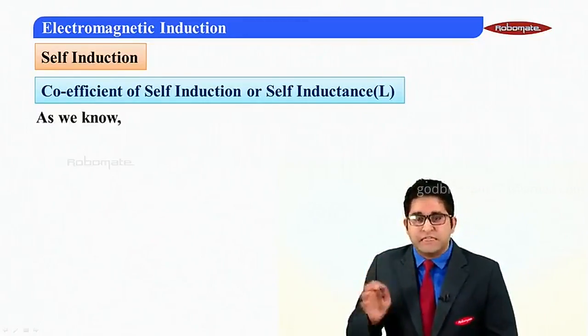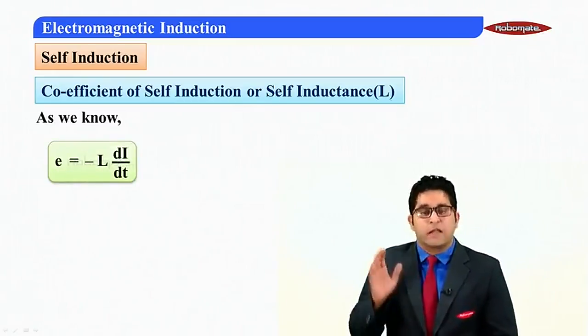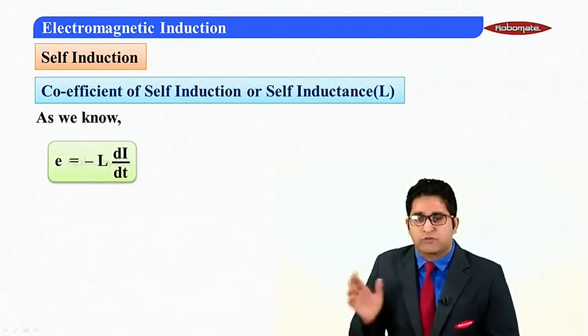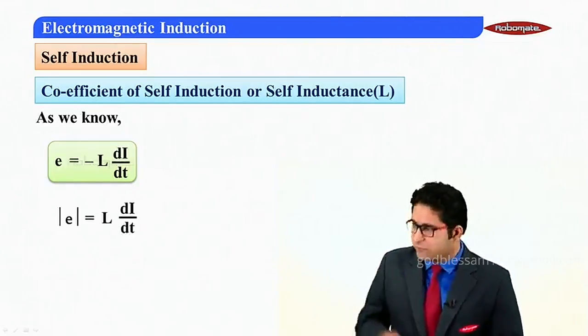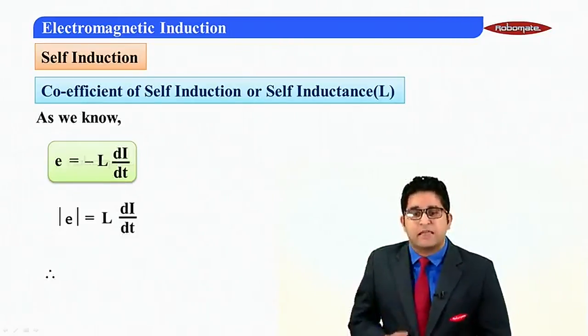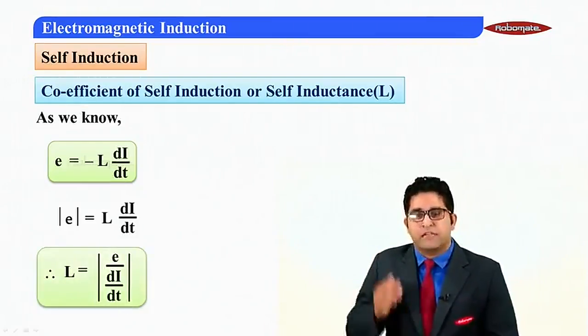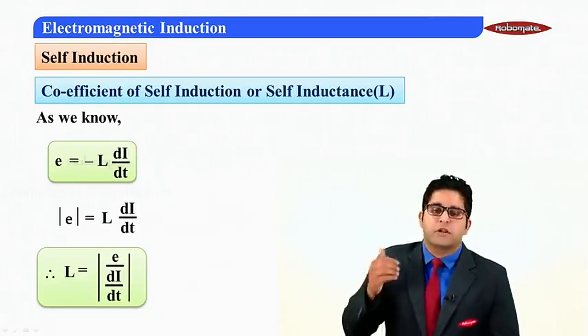What is the relation? E is equal to minus L into di by dt. Now if I take the magnitude, what will I get? I'll get mod of E equal to L into di by dt. Now I'll transfer this di by dt to that side. So what will I get? I'll get capital L equal to E upon di by dt, or rather L equal to mod of E upon di by dt.